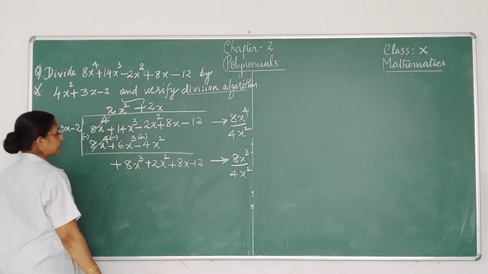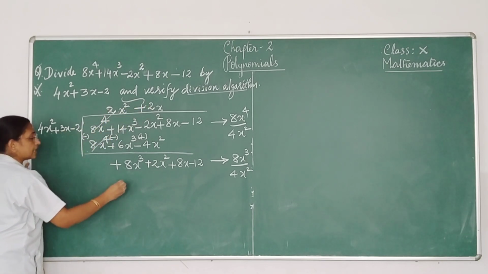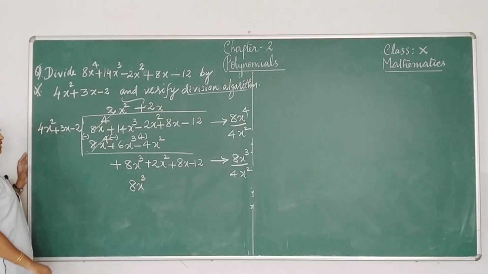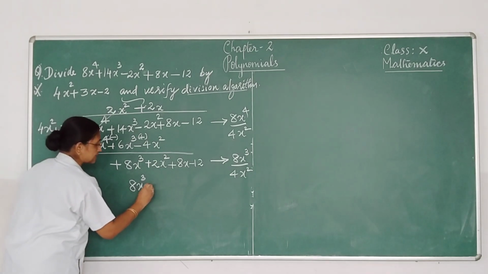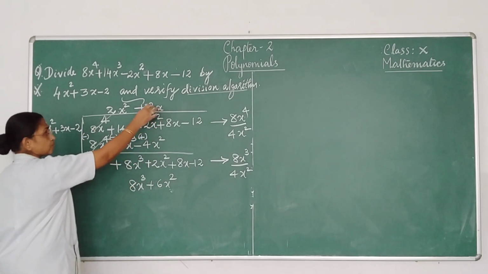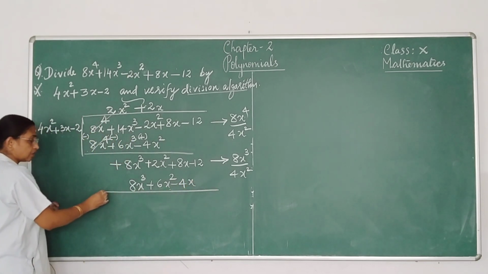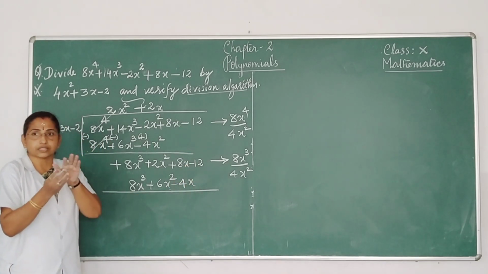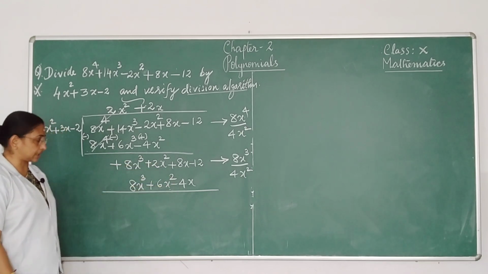X cube divided by x square is x, because from the 3x you can cancel 2x. So plus 2x. Multiplying 2x into 4x square: 2 into 4 is 8, x square into x is x cube, 8x cube. Next is plus 2x into plus 3x, that is plus 6x square. Next term is plus 2x into minus 2, that is minus 4x. Look at this one, x cube arranged together, x square arranged, x. The same power terms, you need to write one below the other.